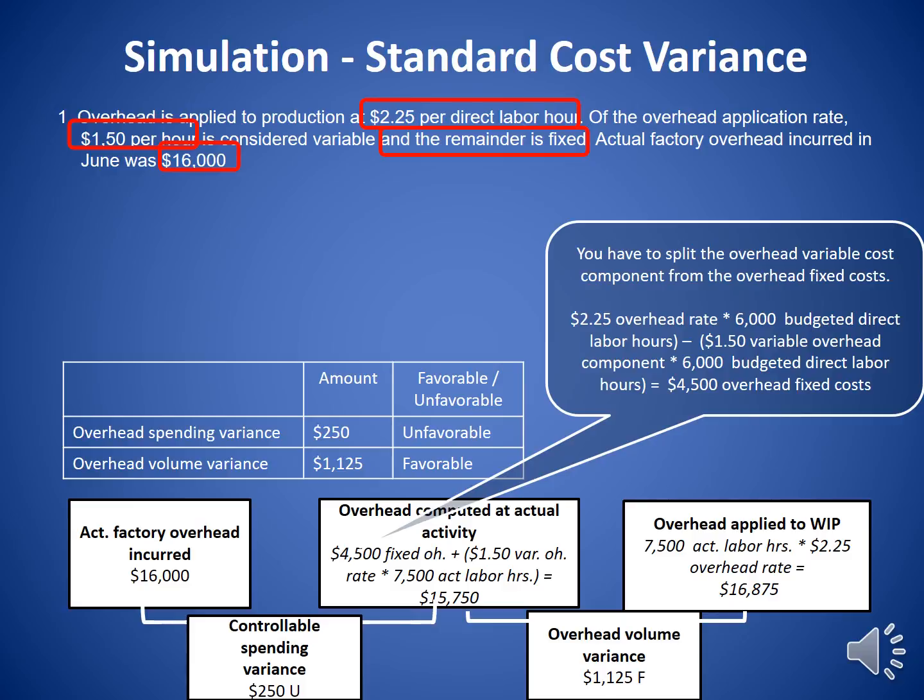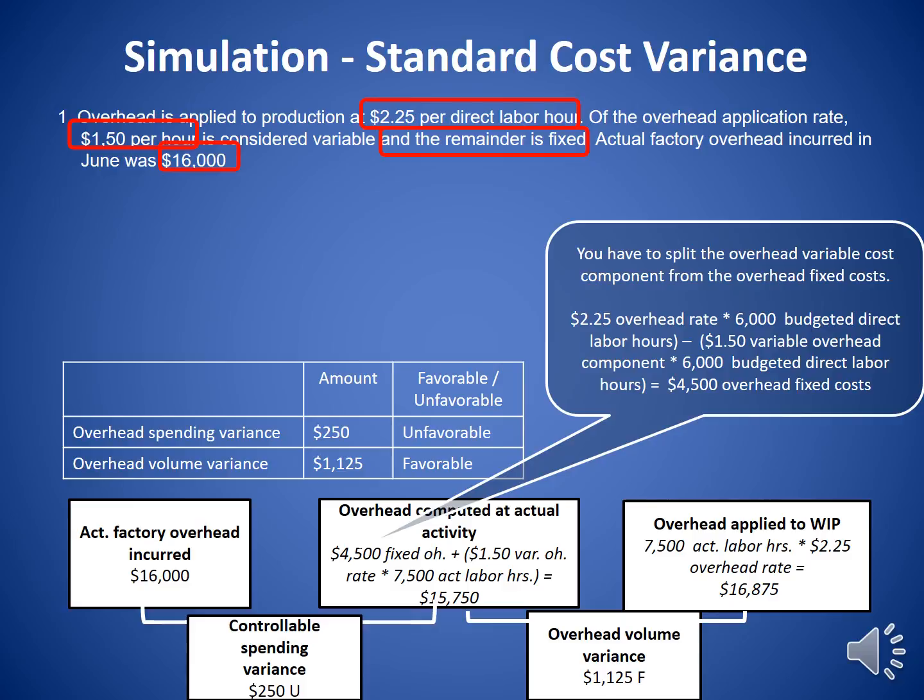Now the overhead applied to work in process happens to be the 7,500 labor hours times our predetermined overhead rate of $2.25, that equals $16,875. So our overhead volume variance, the difference, is $1,125, which is a favorable variance.